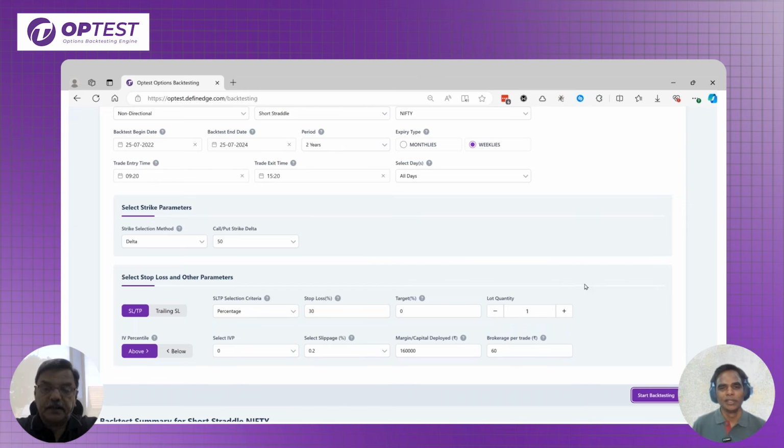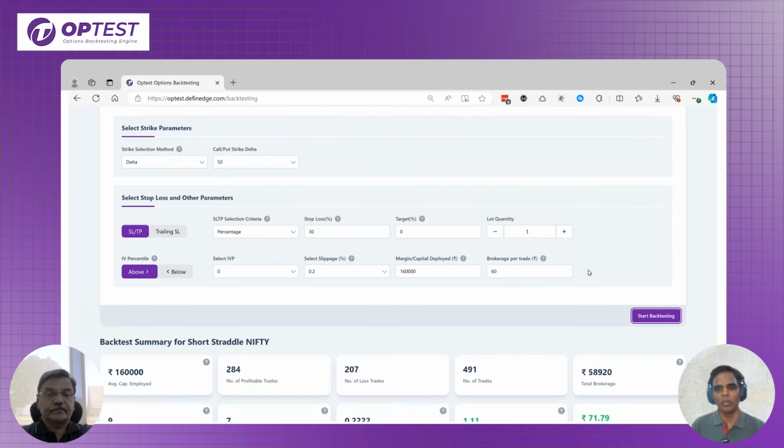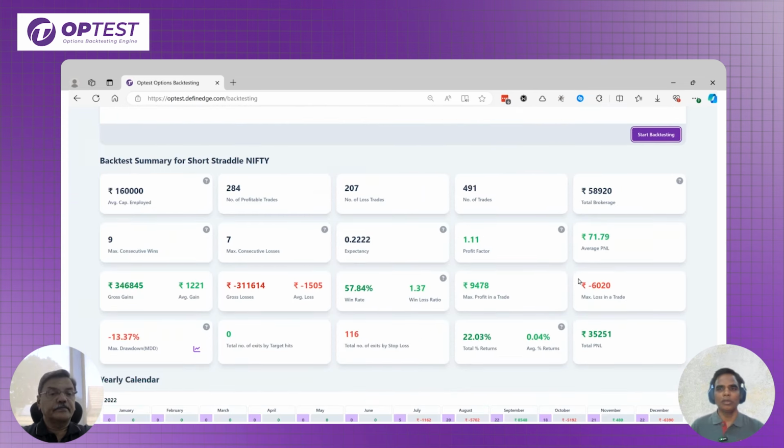Okay. Yeah, I think it is done in less than a minute. Yeah, it will be quick only, not a problem. Correct. So this is a very good summary. We have 5 into 4, 23 different data points that we show here. Here we're saying the capital employed is 1.6 lakh. Total number of trades 491, close to 500. The number of profitable trades, the number of lost trades, and the brokerage.